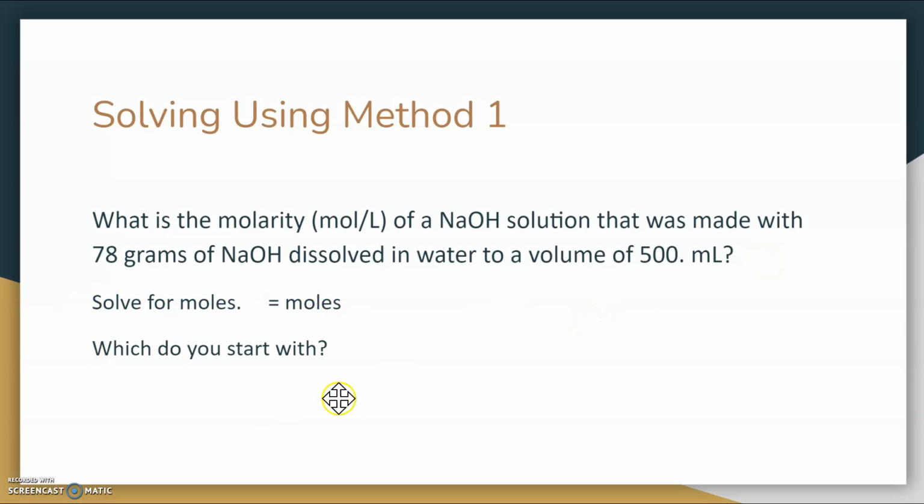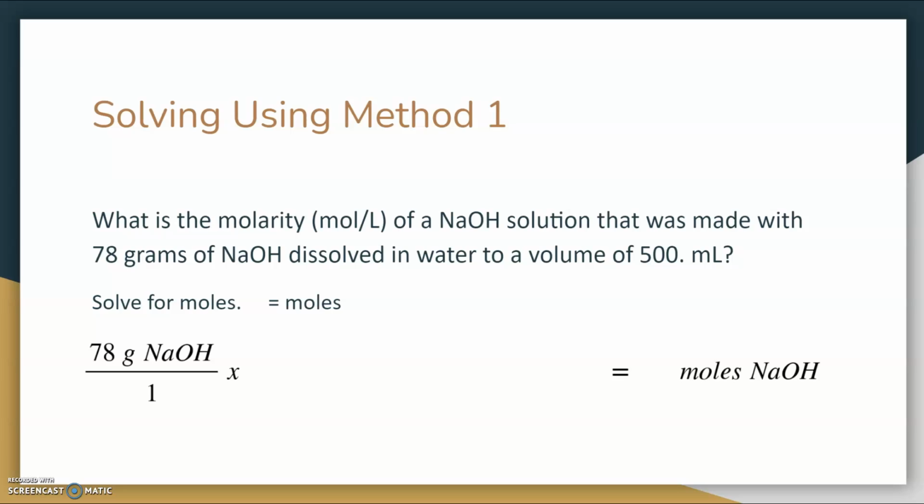So which one do you think you start with if I am going to solve for moles first? So pause and see if you can figure out, should I start with 78 grams of sodium hydroxide if I want to solve for moles, or 500 milliliters? Which one will help me for moles? Hope you got it right. I'm going to start with the 78 grams of sodium hydroxide. I'm going to use this to solve for moles, and I'm going to use this to solve for liters.